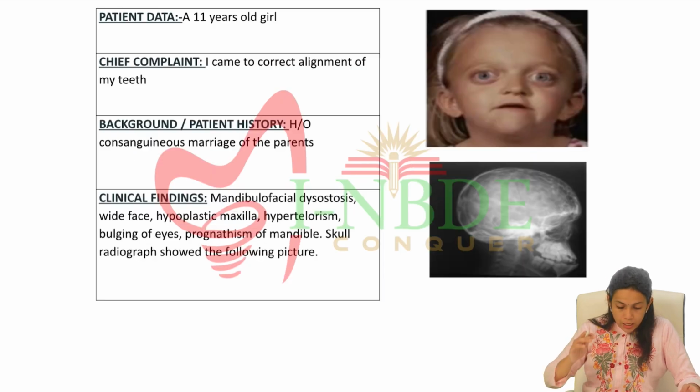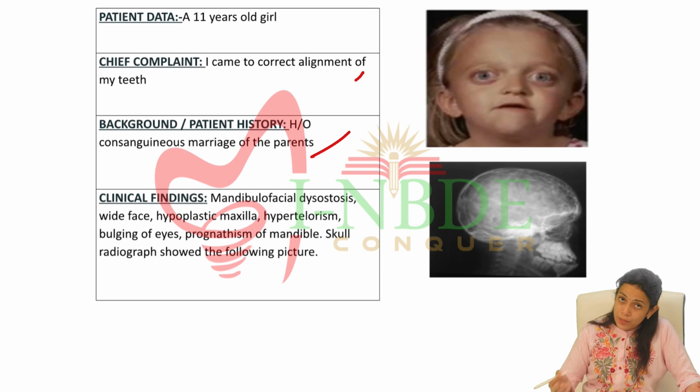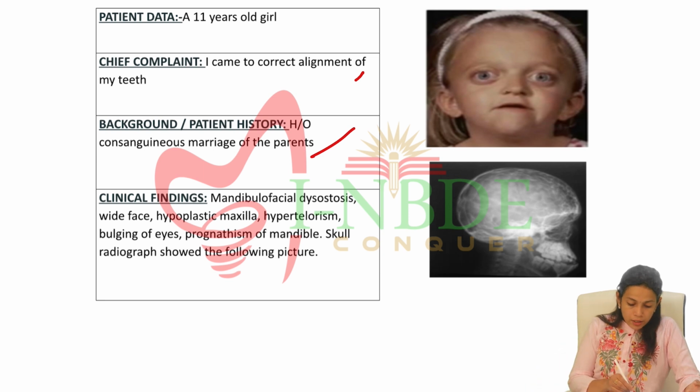Good. Next question now. So it's an 11-year-old girl. She wants correct alignment of her teeth, and there is consanguineous marriage of the parents. So whenever there is consanguineous marriage, you can think of some genetic abnormality in that offspring. Next, what are the clinical findings?